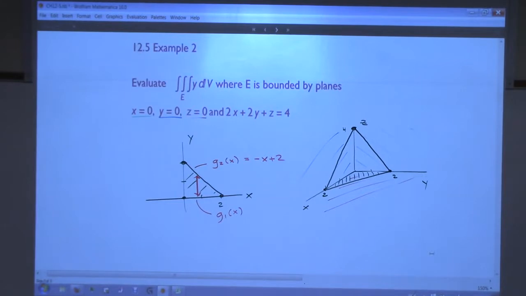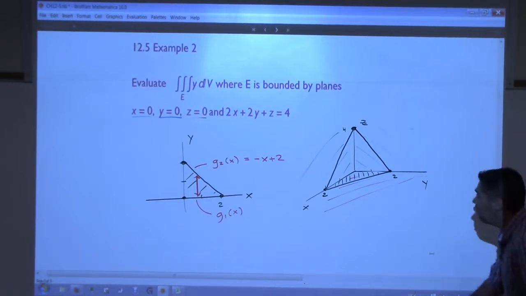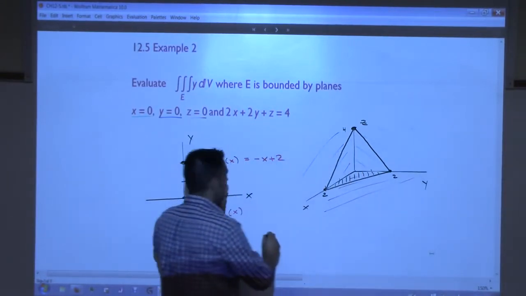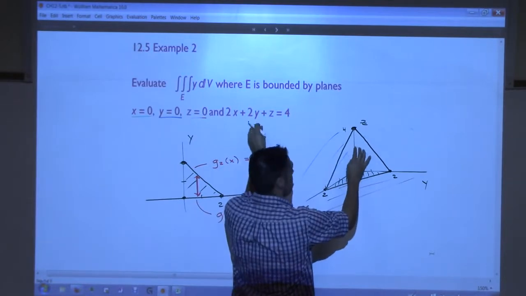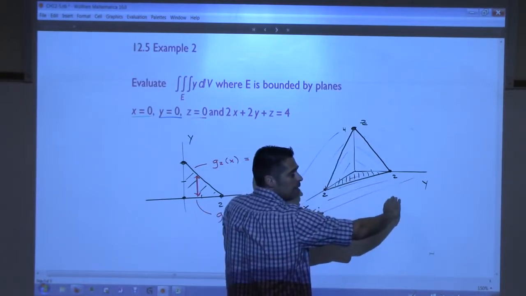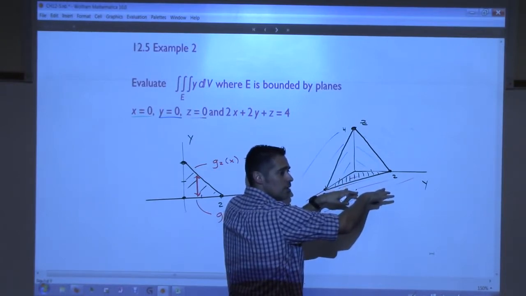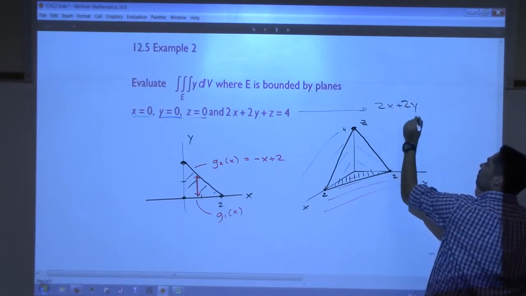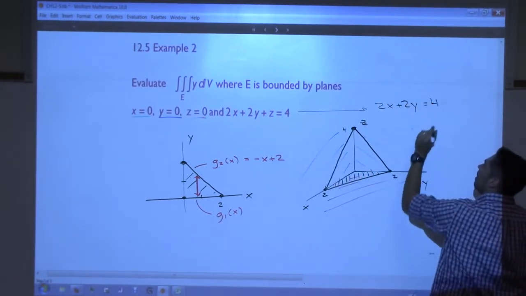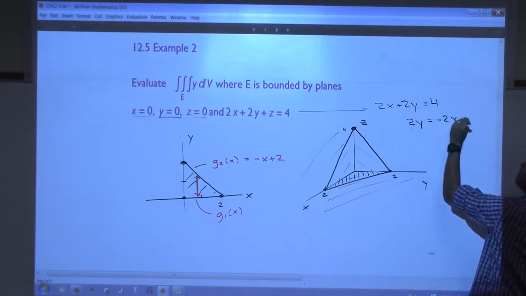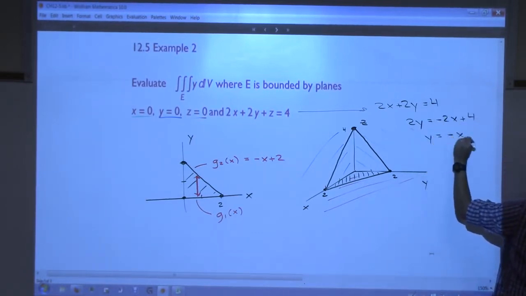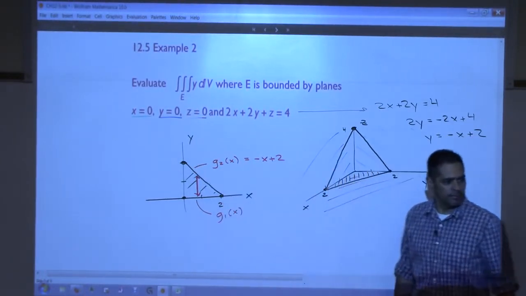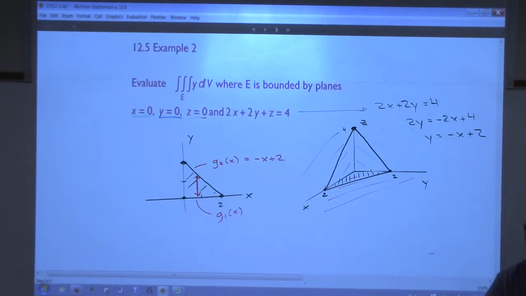Questions? Okay, so first I have to understand that this line right here is this line, and this line is where that plane hits the xy plane. Anytime you hit the xy plane, z is 0. So if I take this right here and let z be 0, and I solve this for y, you see it? You would get the linear equation which represents that. Okay?